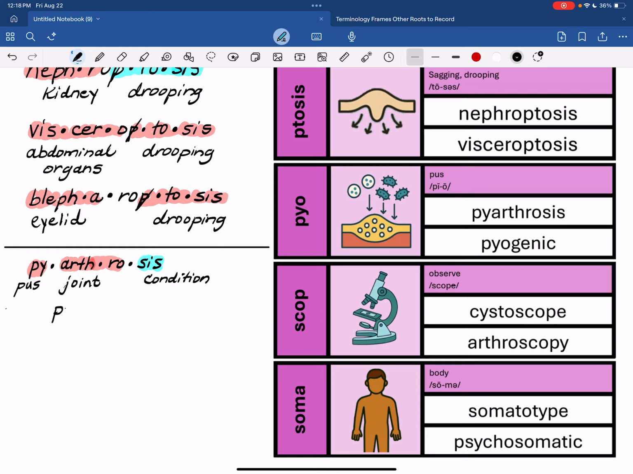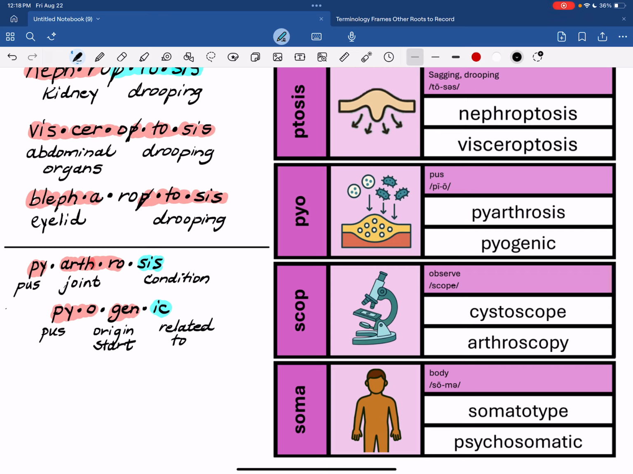Pyogenic I have. I know what this one is. Pyogenic. Ic is your suffix. Pio is a root, and so is gen. Pus, origin, related to. So something that is pyogenic is related to the start or the beginning of pus.